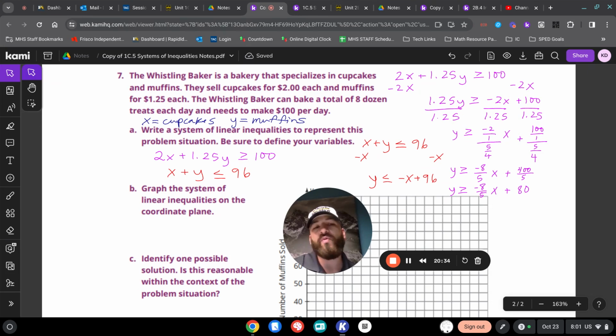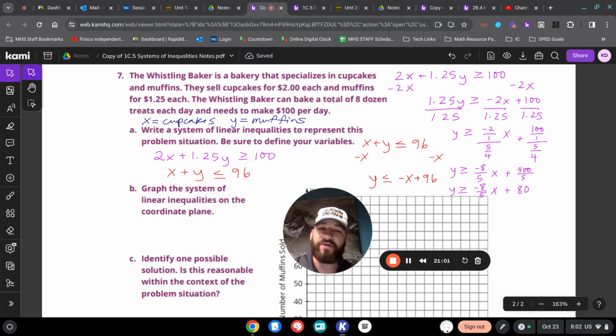So negative 2 over 1 divided by 5 over 4 is the same as negative 2 over 1 times 4 fifths, which would give me negative 8 fifths. And 100 over 1 divided by 5 fourths would be the same as 100 over 1 times 4 fifths, which would be the same as 400 over 5. And then just simplifying from there, negative 8 over 5, that can't be simplified, but 400 divided by 5 does give us that plus 80.